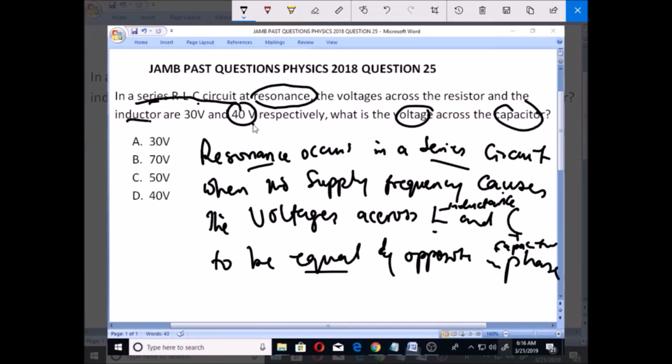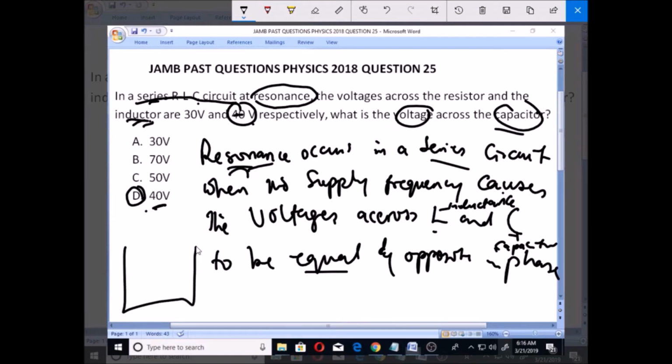So the voltage of the capacitor is supposed to be 40 as well. So D is the right option as the answer. Whenever there is this phenomenon called resonance, the voltage across the capacitor and that across the inductor should be the same. They should be equal. Since the voltage on the inductor is 40, that of the capacitor is also 40. So that makes D the correct answer.